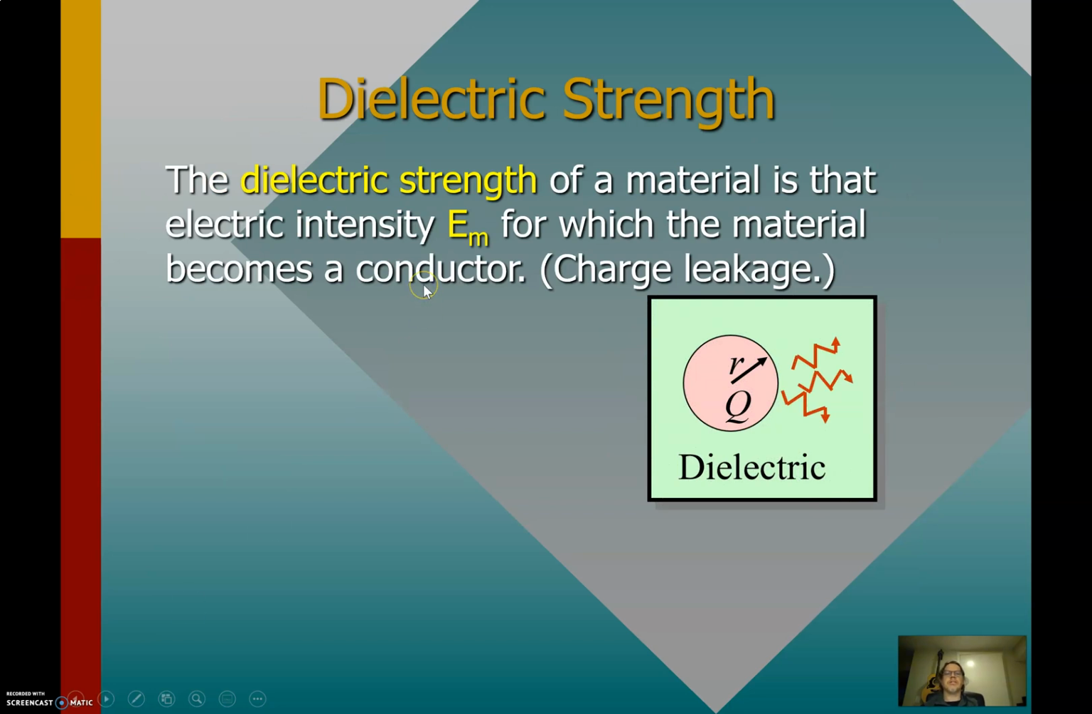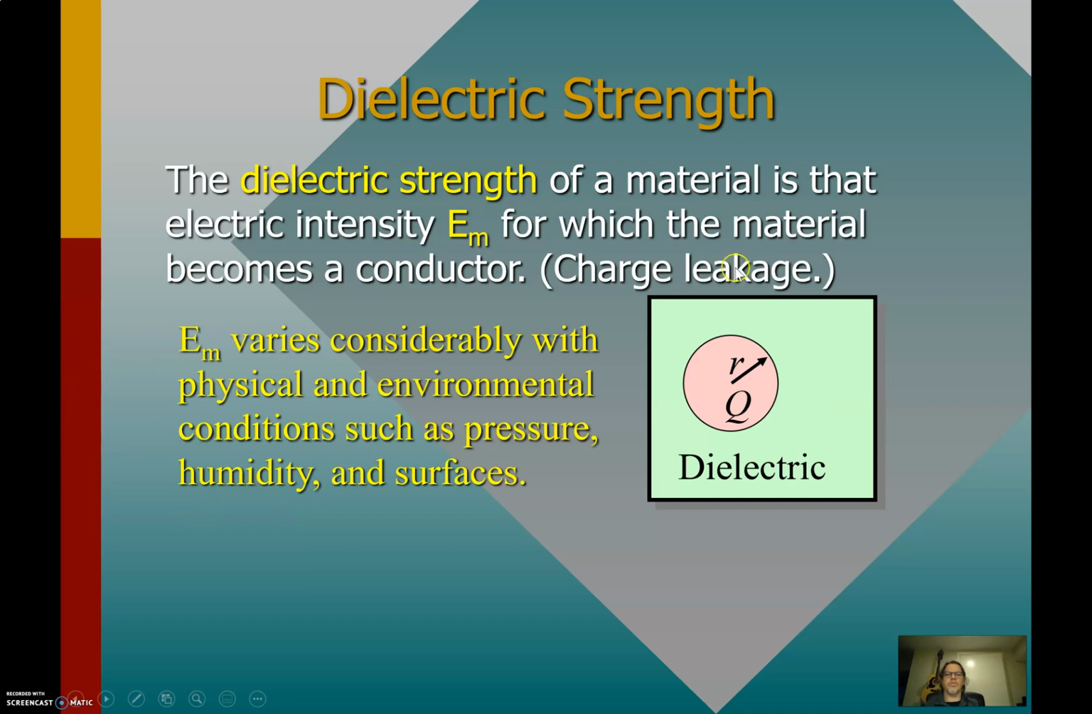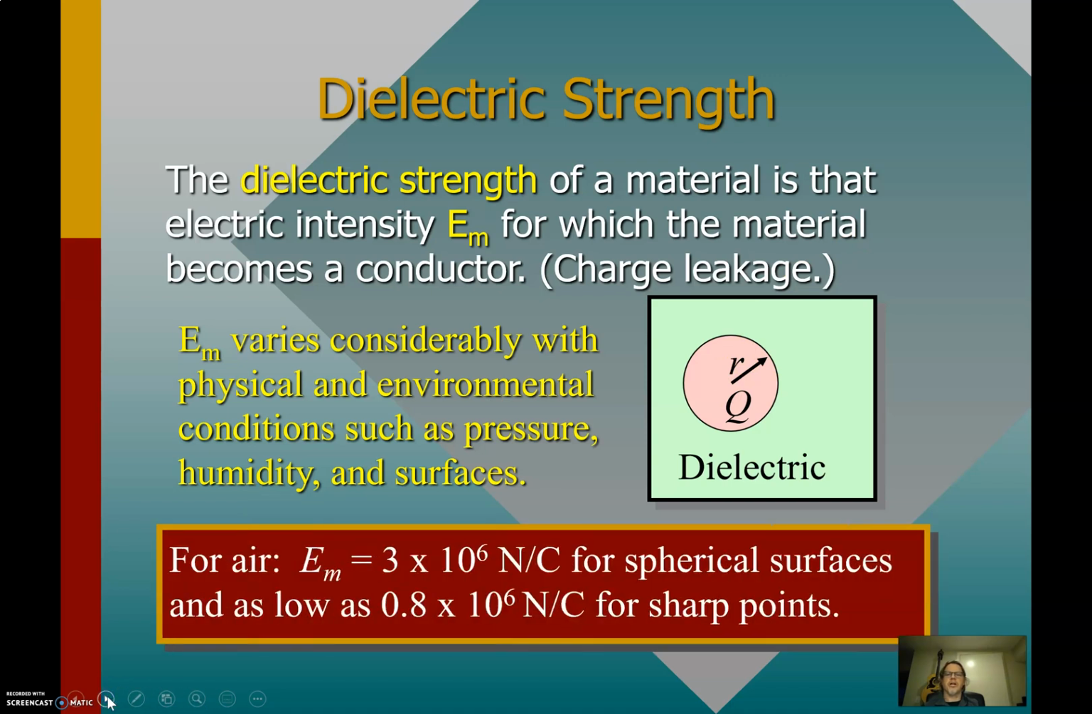So, dielectric strength. Alrighty, so this is how easy it is to break down the material. Okay, how easy it is to break, whether it's air or something else. Which is why we have the leakage of charges off of things. So the electric intensity depends on the environment and the conditions, what the air is like. So if it's high humidity, charges just zip right off of the stuff. It's harder to get a charge stored onto those things. But in general, to 1 sig fig anyway, it's about 3 million newtons per coulomb or volts per meter for spherical surfaces, and clear down to as low as 0.8 if you get a sharp point. So it's a lot easier to leak off a point than it is something round.